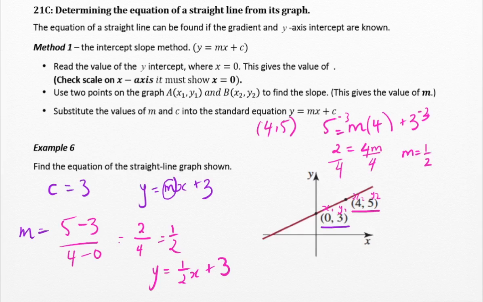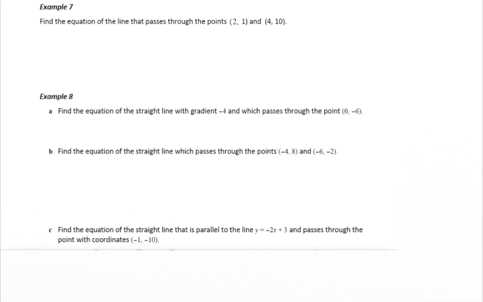So the next example is example 7. And this is finding an equation given 2 points. So we don't know what c is. We don't know what any other variable or value is over here. So what we have to do is rely on our gradient intercept form, mx plus c, to be able to find it.